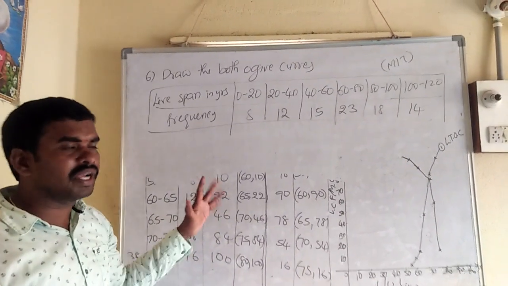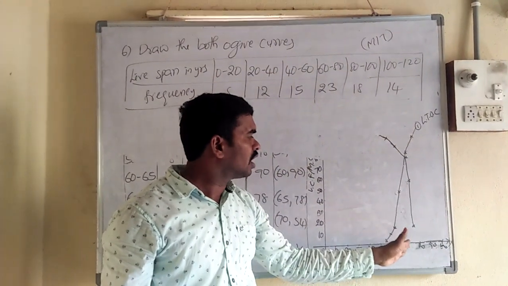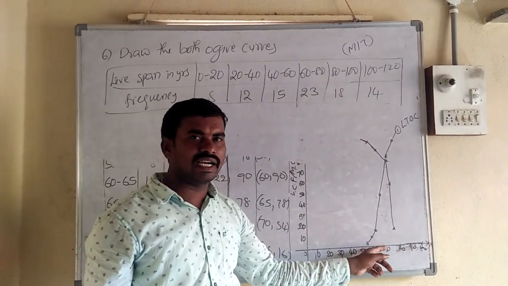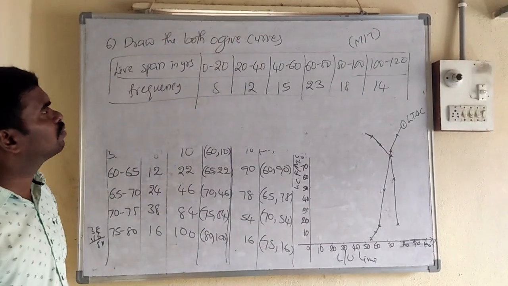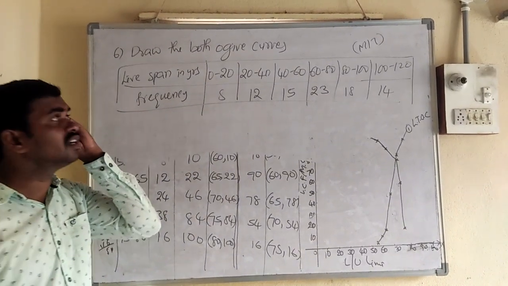If you want the median, join the intersection of the two curves to the x-axis, and where it intersects the x-axis, that is the median. Okay? From the graph also, from both curves, we can find the median. So this is the relation between ogive curves and median.